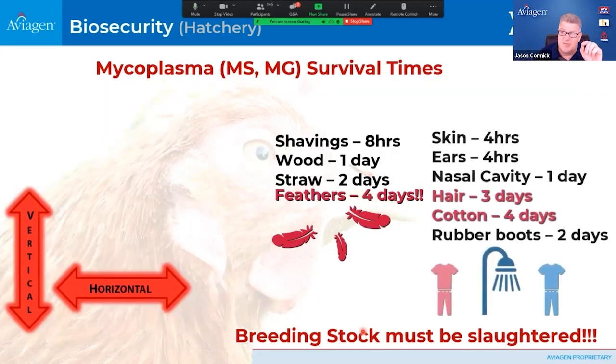Let's also look at the hair and the cotton there, which is the reason why we shower in and change our clothes, so we put on company clothing while we're there, because that then keeps it in our hands and under our control.